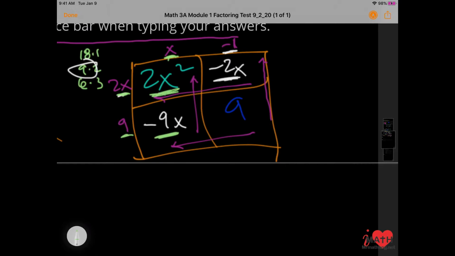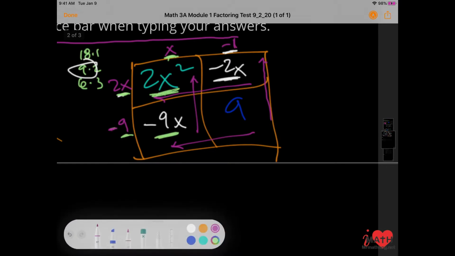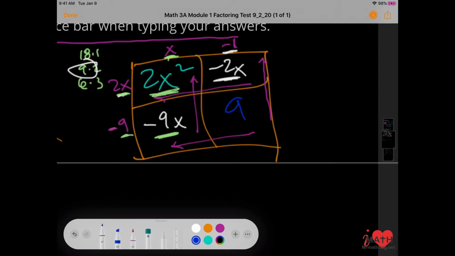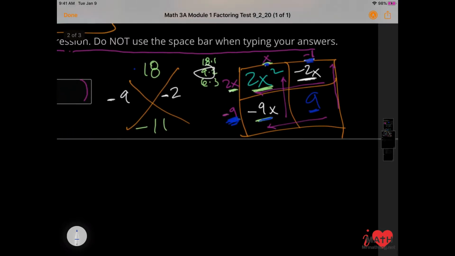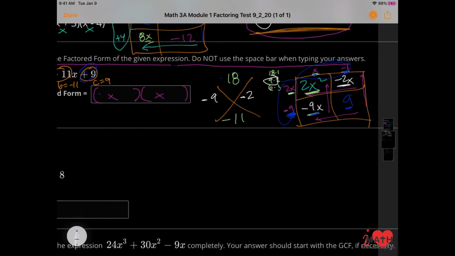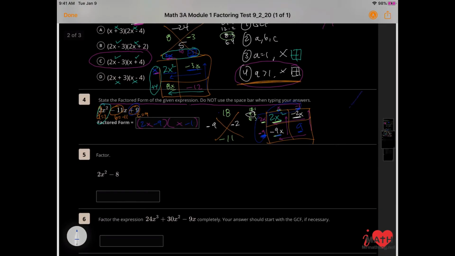So this one over here has to be negative. Let's change that. Pink, pink, my friend, pink. There we go. So that would give us negative 9 times x is negative 9x, and negative 9 times negative 1 gives me a positive 9. So there's my answer. Let's write that in there. 2x minus 9 and x minus 1 is our correct answer for question number 4, and that was out of a max score of 1 point.